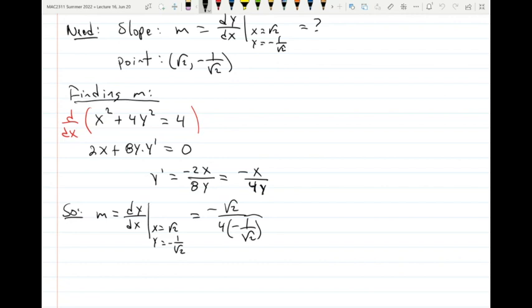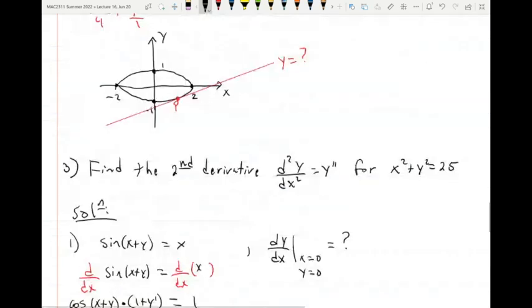Do you understand this? Simplify. So these two negatives cancel each other, and this square root of 2 comes to the top, right? Multiplying with the other square root of 2, giving you a 2. So this is 2 over 4, or 1/2.